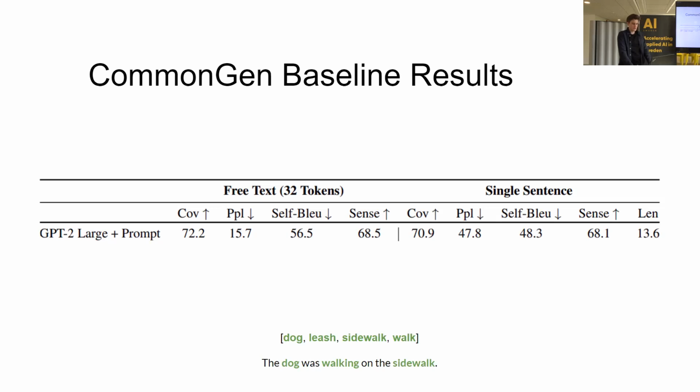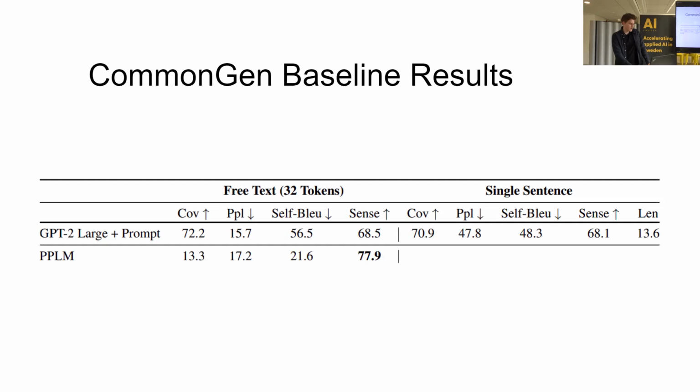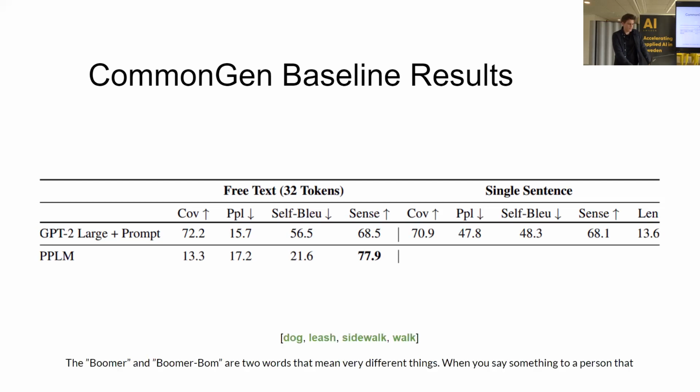And here's an example of GPT prompting. We have the target words dog, leash, sidewalk, and walk. And it generated "the dog was walking on the sidewalk." So it's quite a good text, but it misses 1 word. Then we have PPLM, which gets terrible coverage, but really good common sense and also quite good perplexity. We can see that it completely ignores the task and writes some weird stuff, but still fluent language.